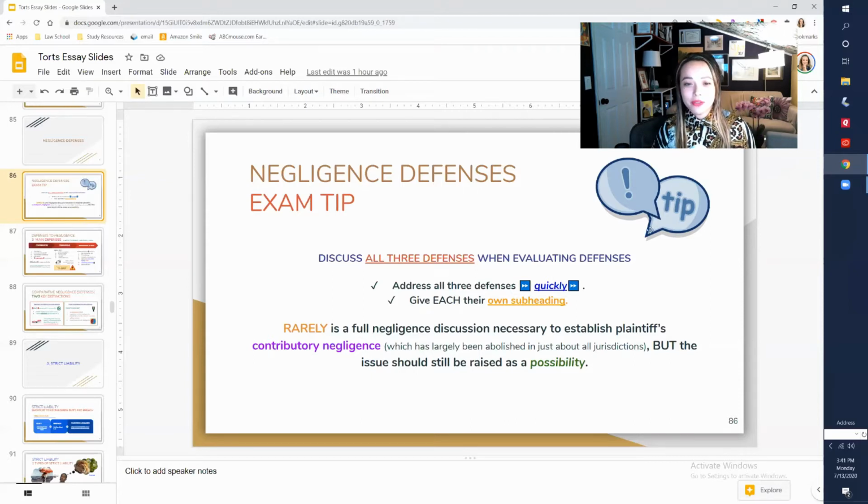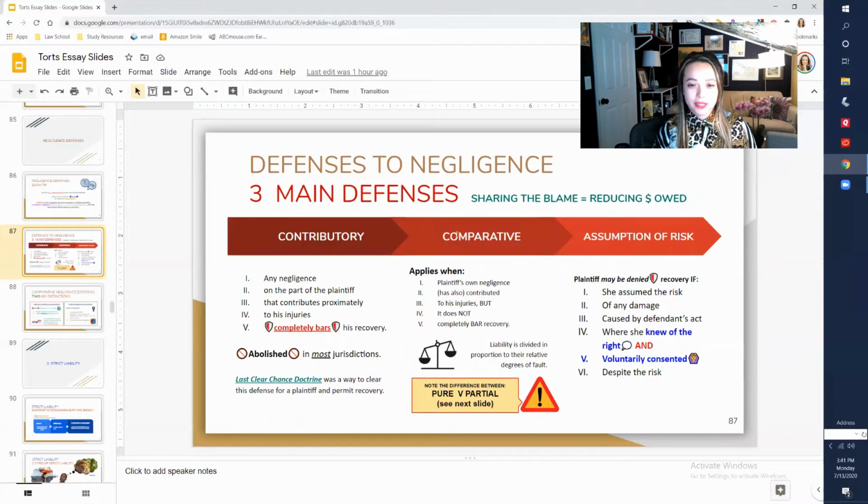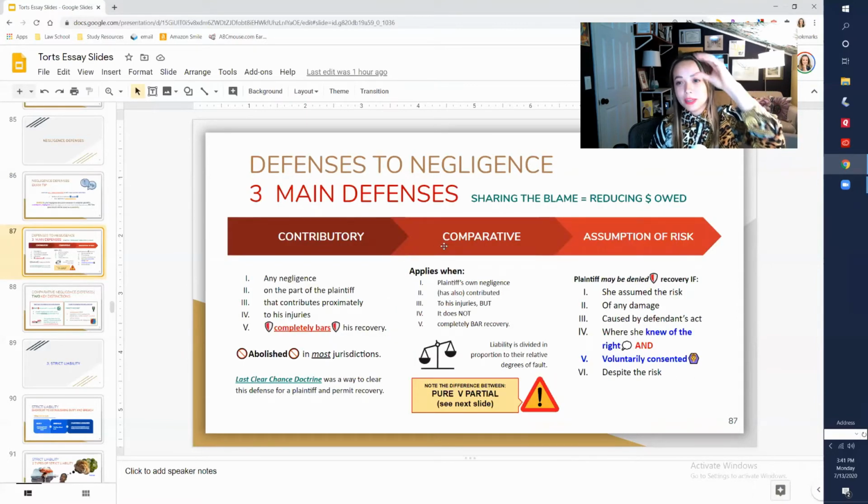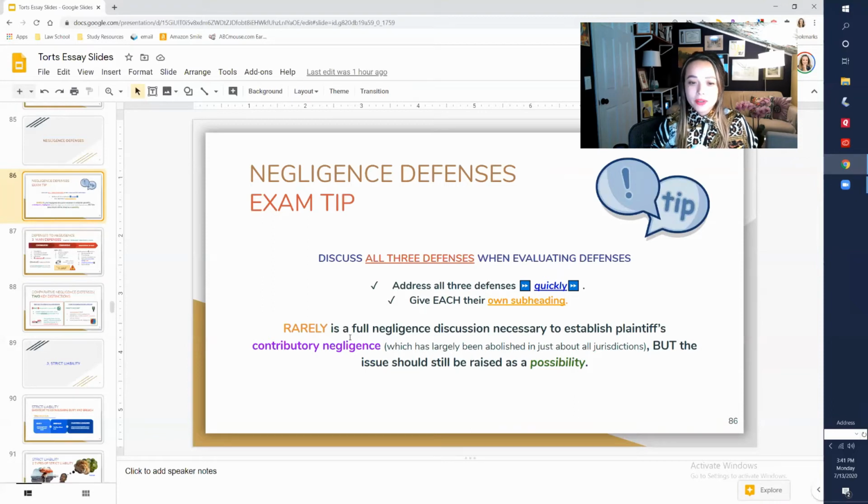These are the three things that we want to focus on: contributory negligence, comparative negligence, and assumption of risk. When we go through these three, we want to address them quickly and give each its own subheading. So we go defenses heading, then down to contributory negligence, comparative negligence, and assumption of risk right under each other. Rarely is a full negligence discussion necessary to establish a plaintiff's contributory negligence, because historically contributory negligence has been abolished in just about all jurisdictions, but the issue will still be raised as a possibility. Because we're testing what kind of law you know and how you can apply the law to the facts, you still have to touch base on that.